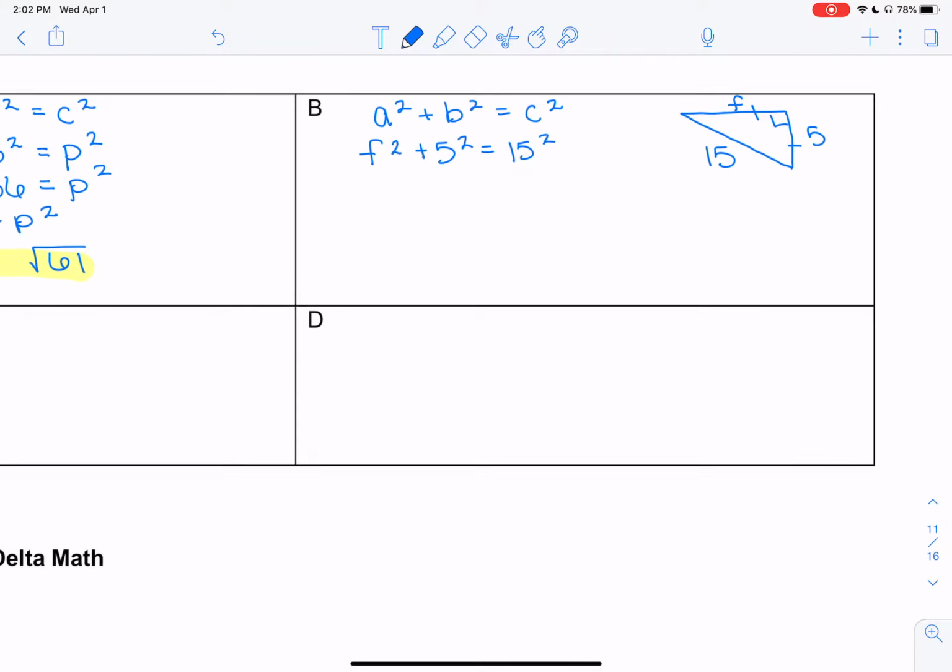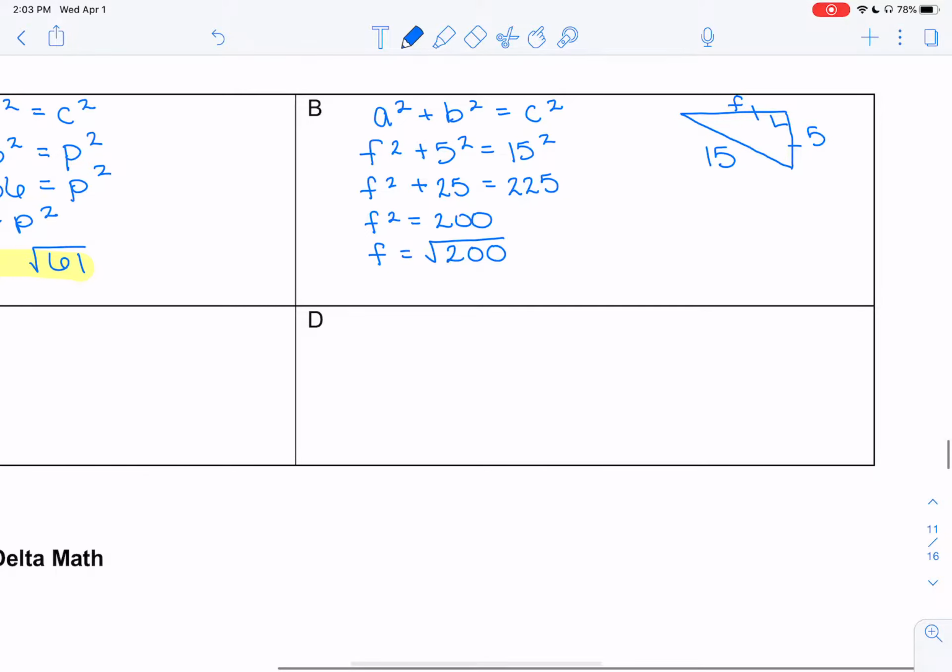And then go ahead and simplify those. 5 squared is 25, and 15 squared is 225. Now you're going to subtract 25 over, you get F squared equals 200. Square root both sides. F is going to be the square root of 200. And you'll get partial credit if you stop there and highlight it. But this is actually a square root that needs simplified.